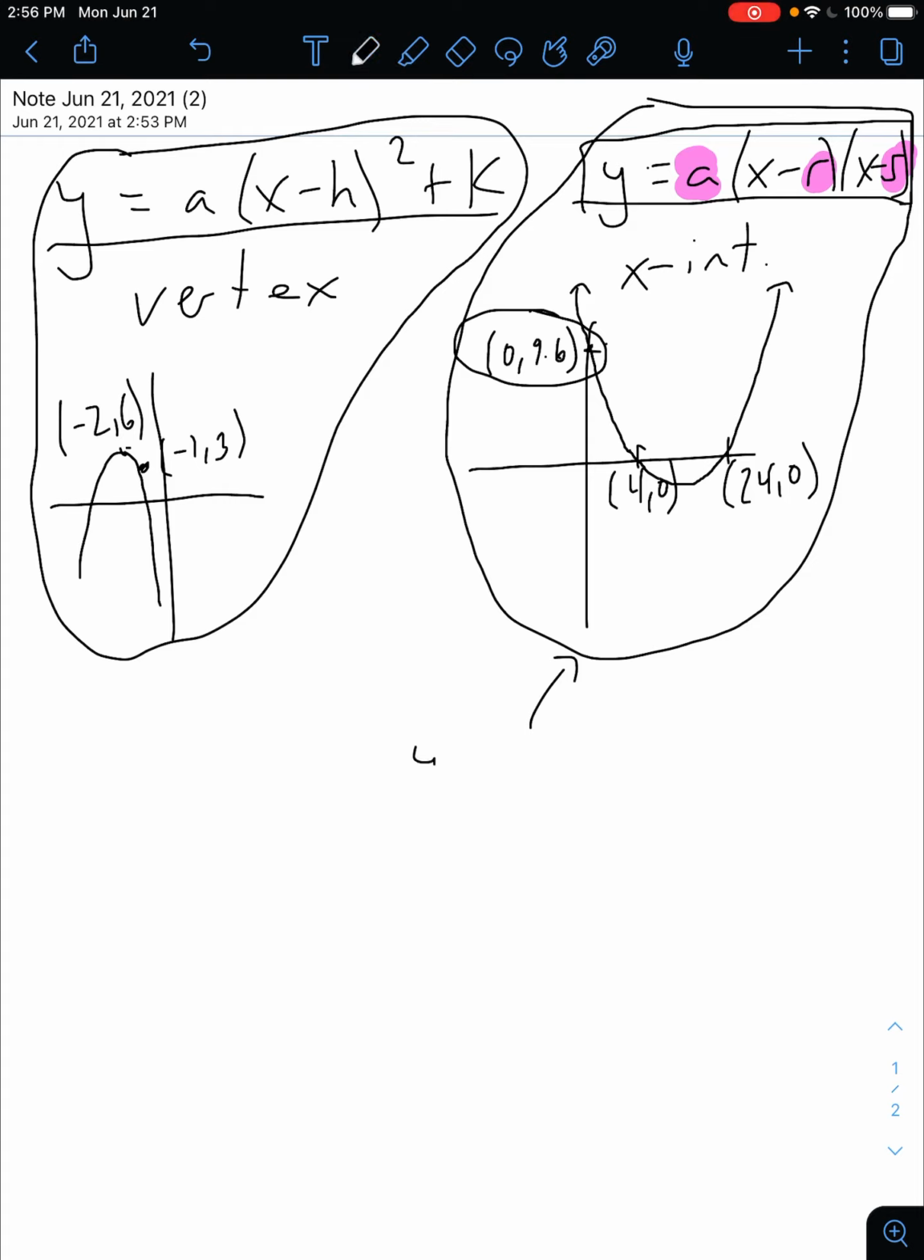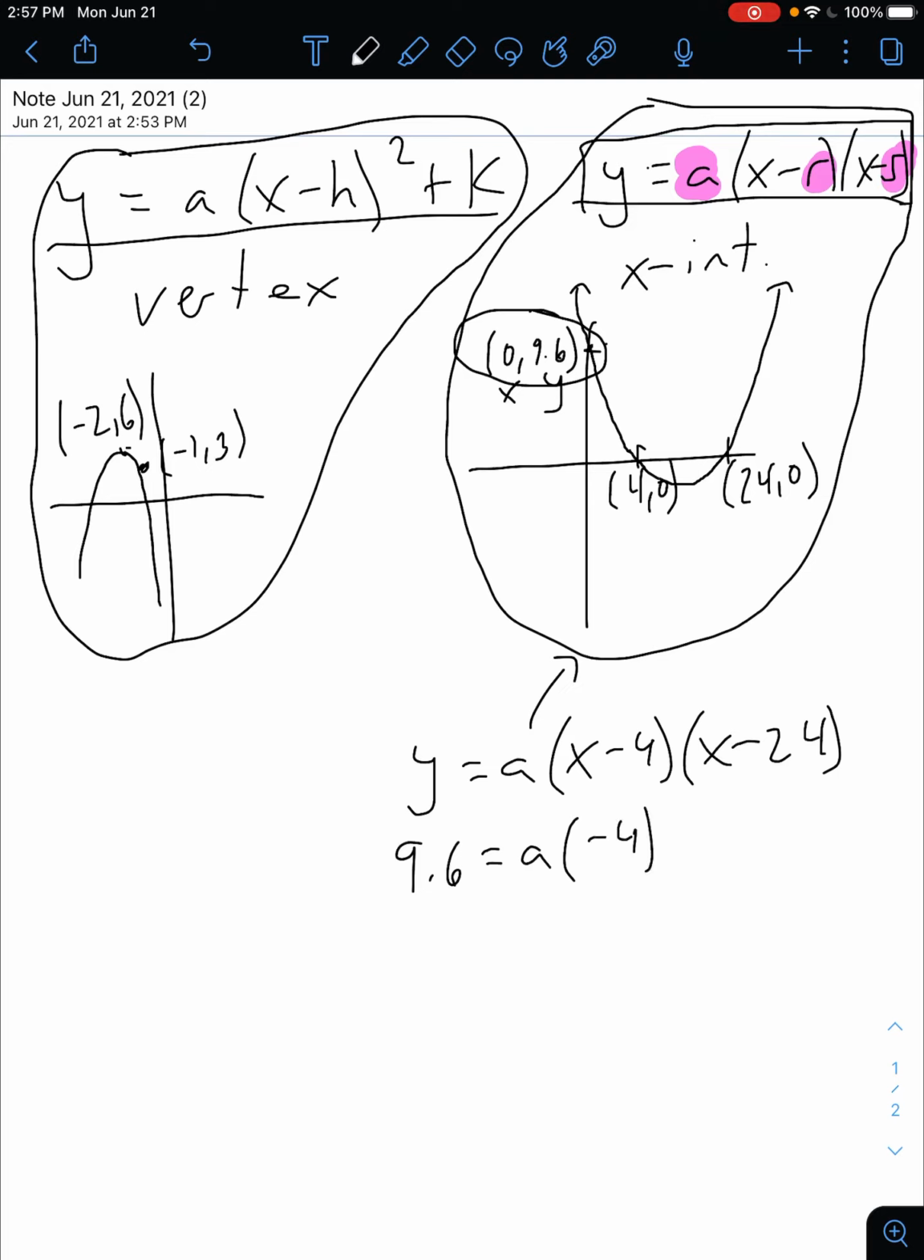So at this point, I know y equals A, and then I have x minus 4, x minus 24. That's what I know. But the reason they give another point is to be able to have numbers to plug in for x and y. This is going to help me find the A value. So I'm going to plug 9.6 in for y, and I'm going to plug 0 in for the two x's. So that's going to be negative 4 and negative 24. And then I'm going to multiply negative 4 and negative 24 together, which I have no idea what that is at this point. So 96.